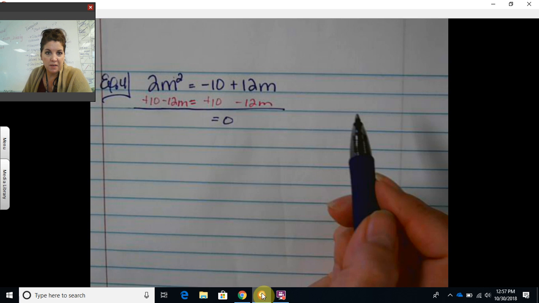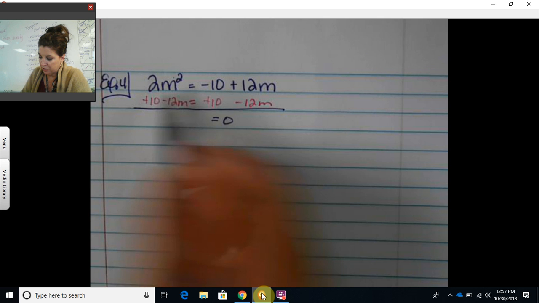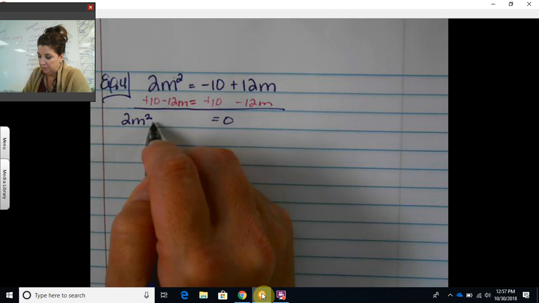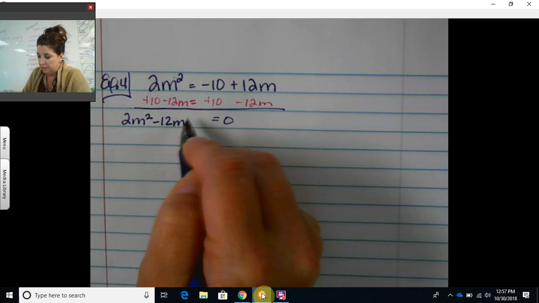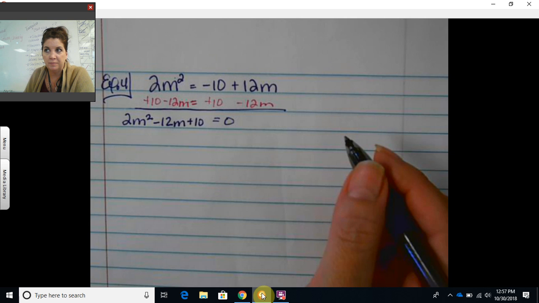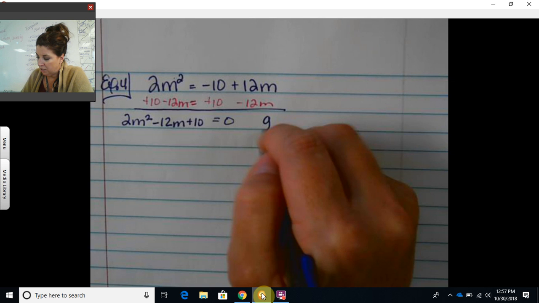And on the left side, I have 3 terms. I've got to put them in standard form. So my highest degree comes first. That's 2m squared. My next highest degree is 1, so that's minus 12m. And then 10's my constant. It has 0 degrees. It always comes last. Right on?